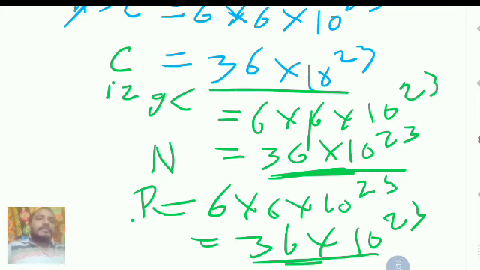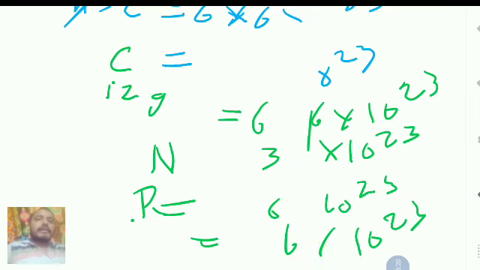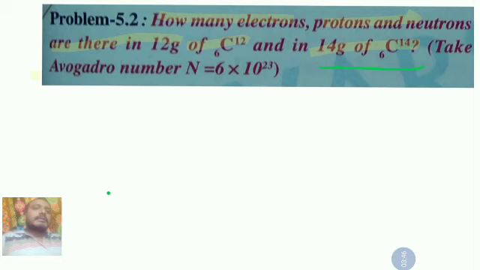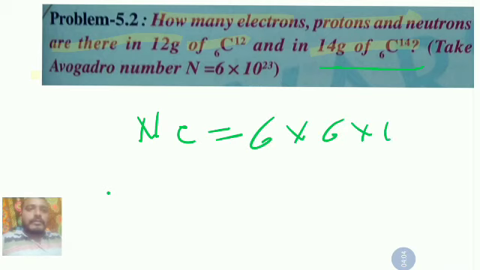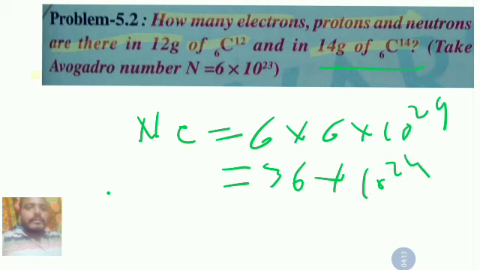Again, next we calculate for 14 grams of carbon, 6 into 14. In this case the number of electrons is 6, so the number of electrons is 6 into Avogadro number 6 into 10 to the power of 23. So 36 into 10 to the power of 23.